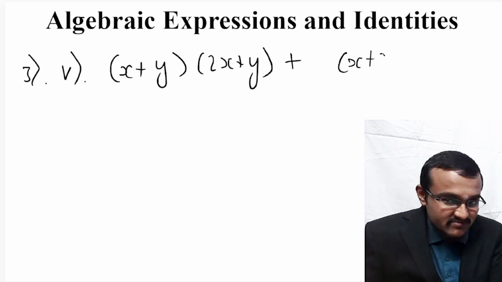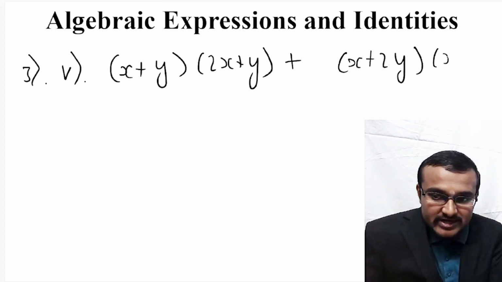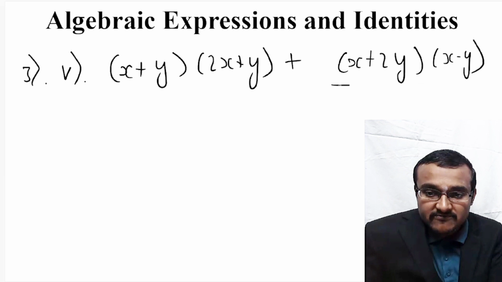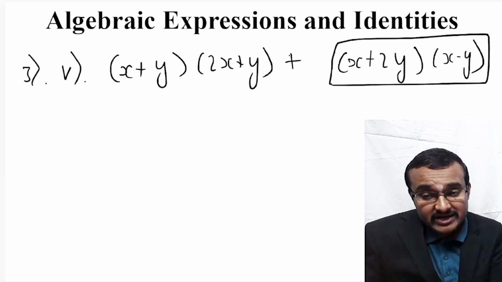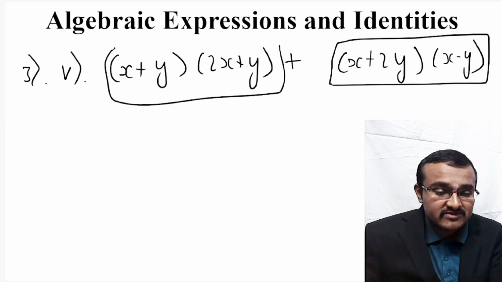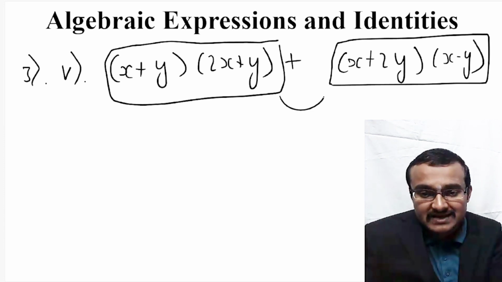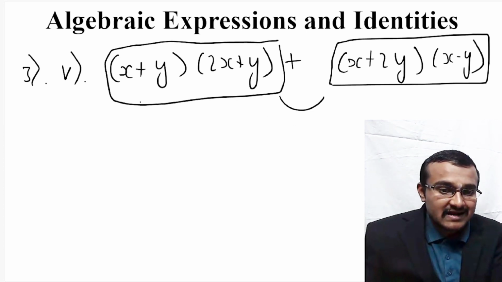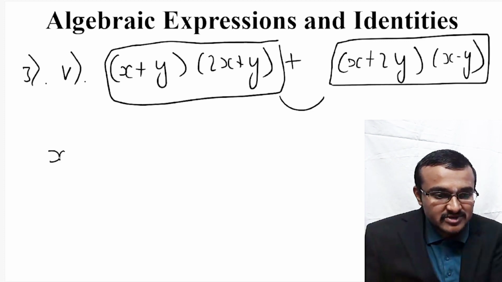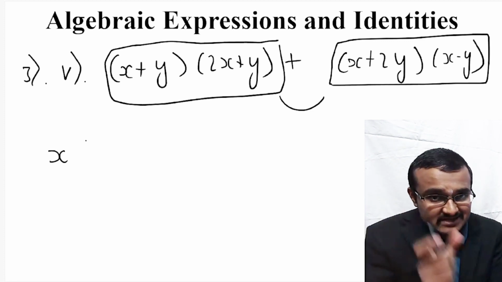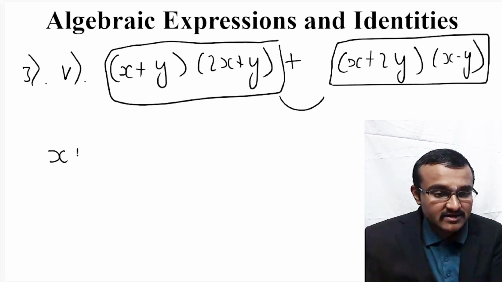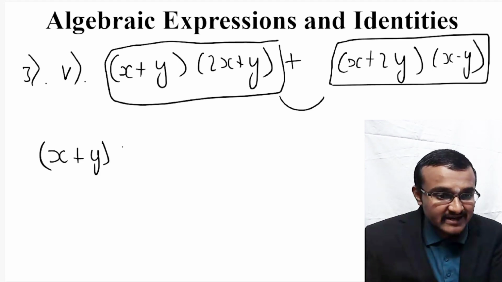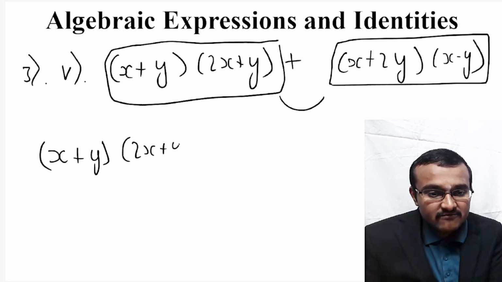you can easily see in the second term they have given x plus 2y into x minus y. Here you should perform multiplication between these two binomials and between these two binomials, and then add the two results. So let us solve the first algebraic expression, the first term, that is x plus y into 2x plus y.